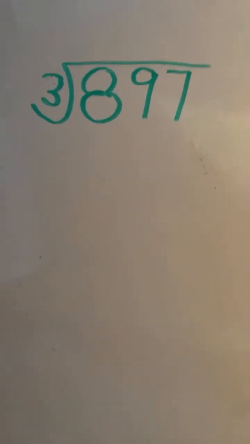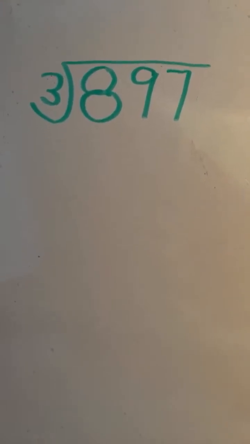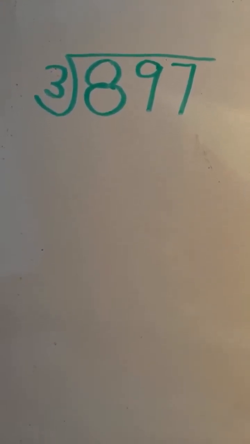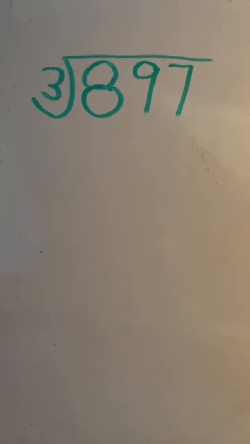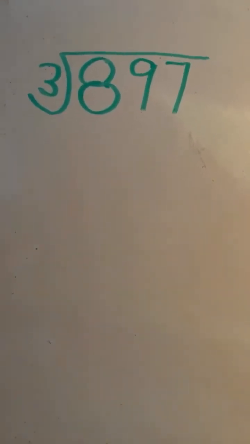To get an answer with a mixed number. All right, so 897 divided by 3. We need to figure out how many groups of 3 we can fit into 897. Now, we're not going to just count from 3 to 897 because that will take forever. So what we're going to do is we want to start dividing by the smallest digit possible.